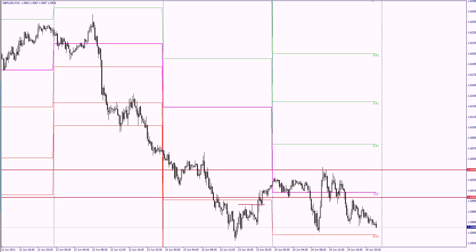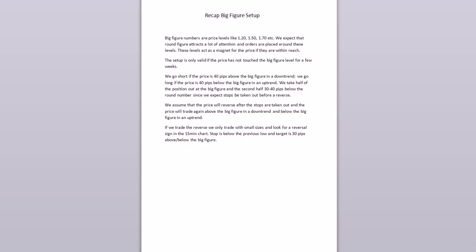So let's do a quick recap here about the big figure setup. Big figure numbers are price levels like the 120, 150, 170 level, etc. We expect that the round figure attracts a lot of attention and orders are placed around these levels. These levels act as a magnet for the price if they are within reach. The setup is only valid if the price has not touched the big figure level for a few weeks. And now we go to the actual setup.